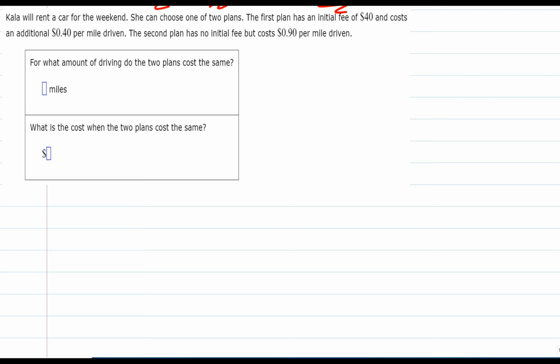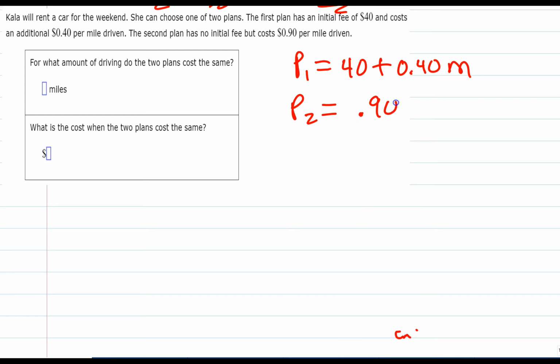Okay? So we have two different plans. We'll call plan 1 is equal to what? What's the initial fee? Plus, so 0.40 times, we don't know the miles, but miles, right? Plan 2, second plan has, so I don't need to put anything here, I just have the 90 cents per, okay?